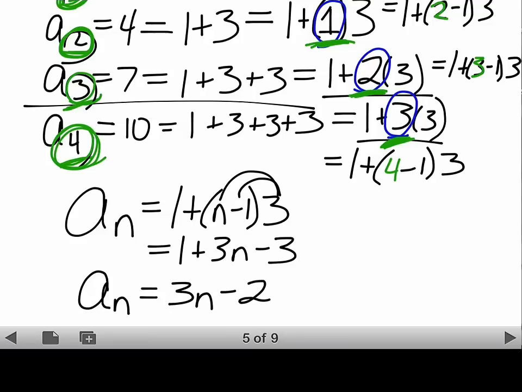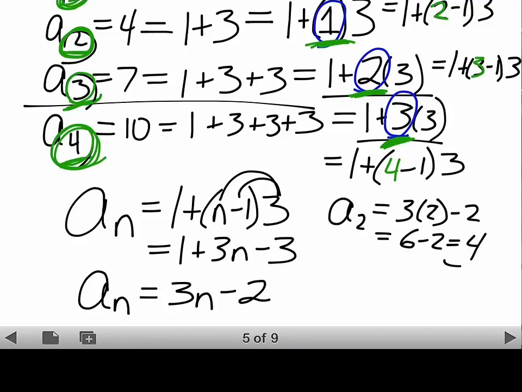We might want to verify that this formula is correct. So a sub 2, let's say, 3 times 2 minus 2, does that work? 6 minus 2 is equal to 4. That matches the term that we had.